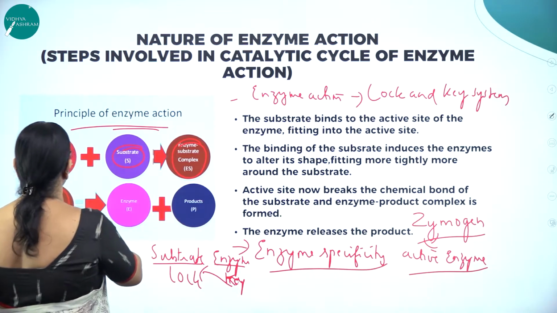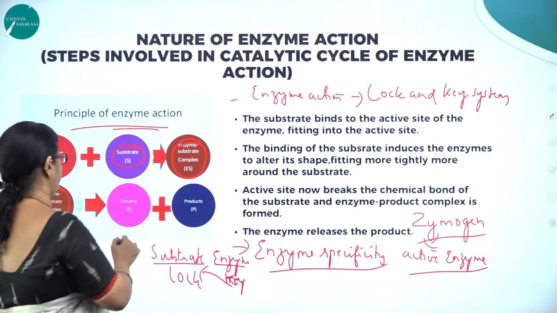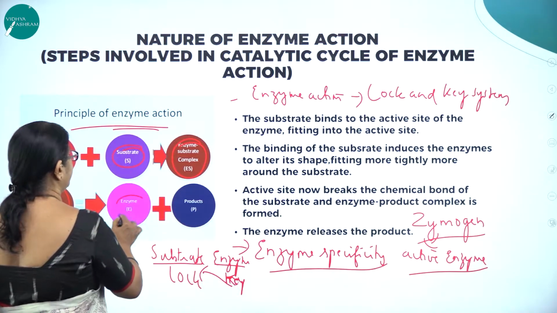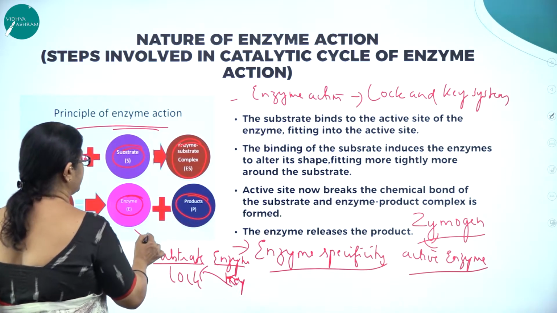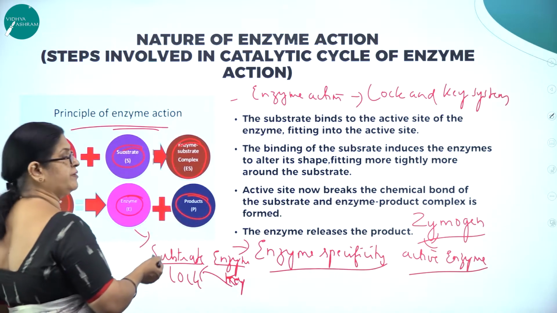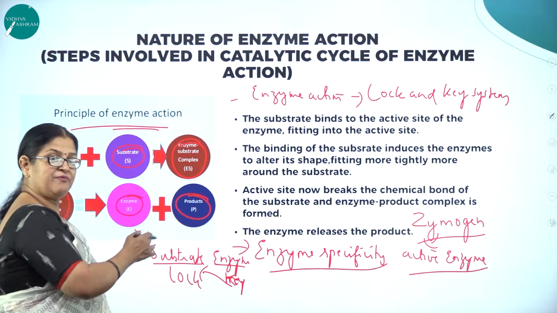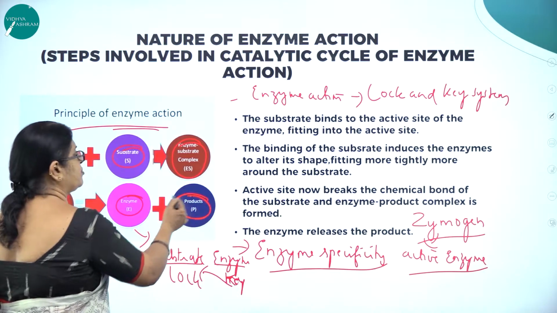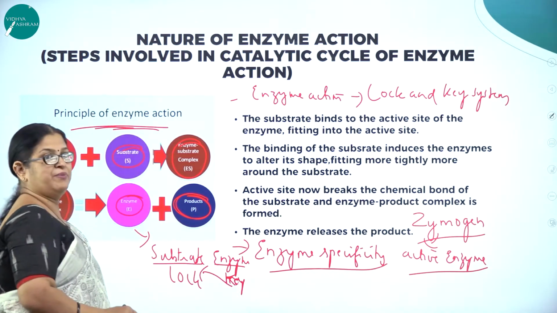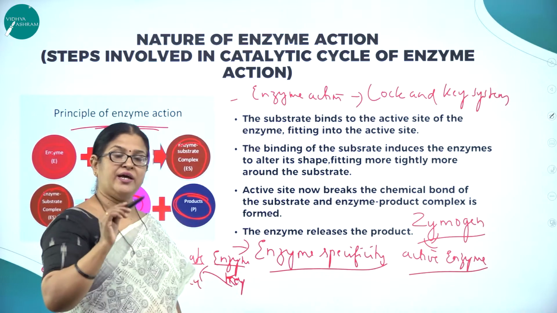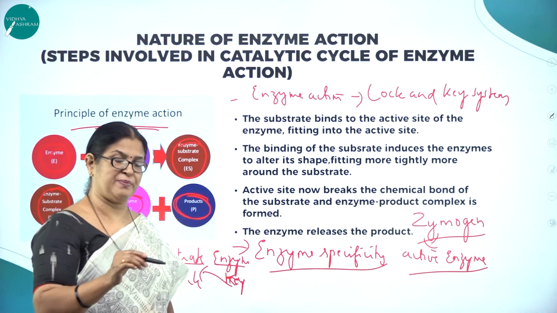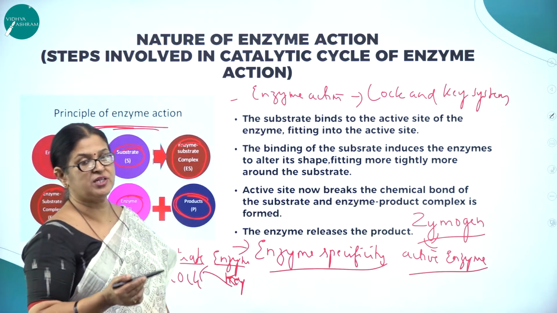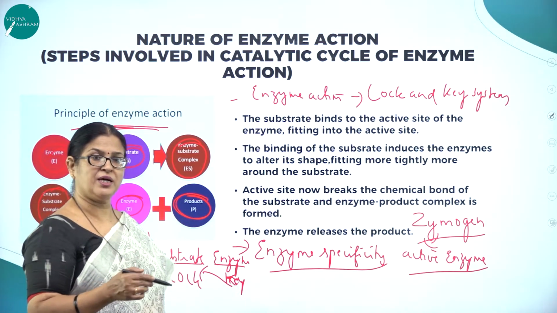And it forms an enzyme-substrate complex, and this enzyme-substrate complex splits again into enzyme and product. So this enzyme will get back into what? This enzyme will be recycled to carry on the further functions, and we get back the product. So when a specific enzyme acts on a particular substrate, it forms an enzyme-substrate complex, and when it splits, it gives back the enzyme and the products.